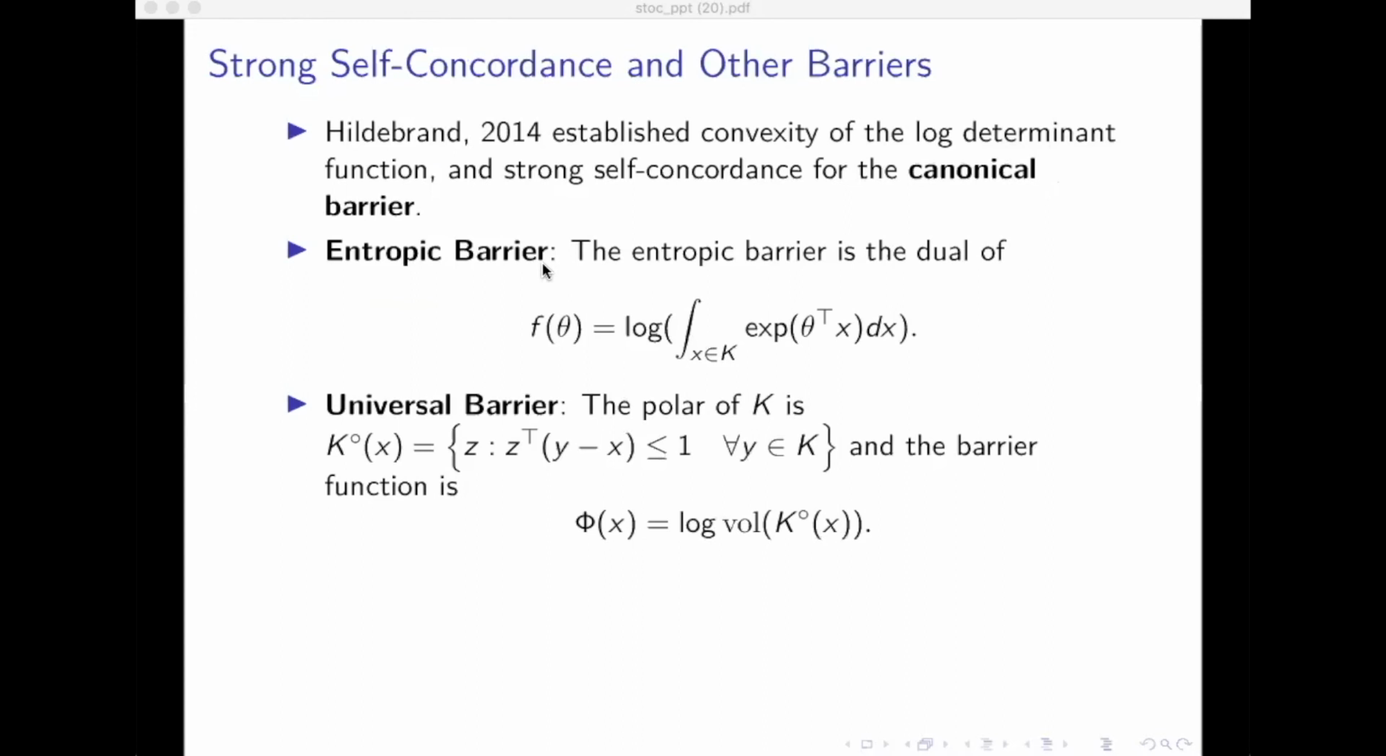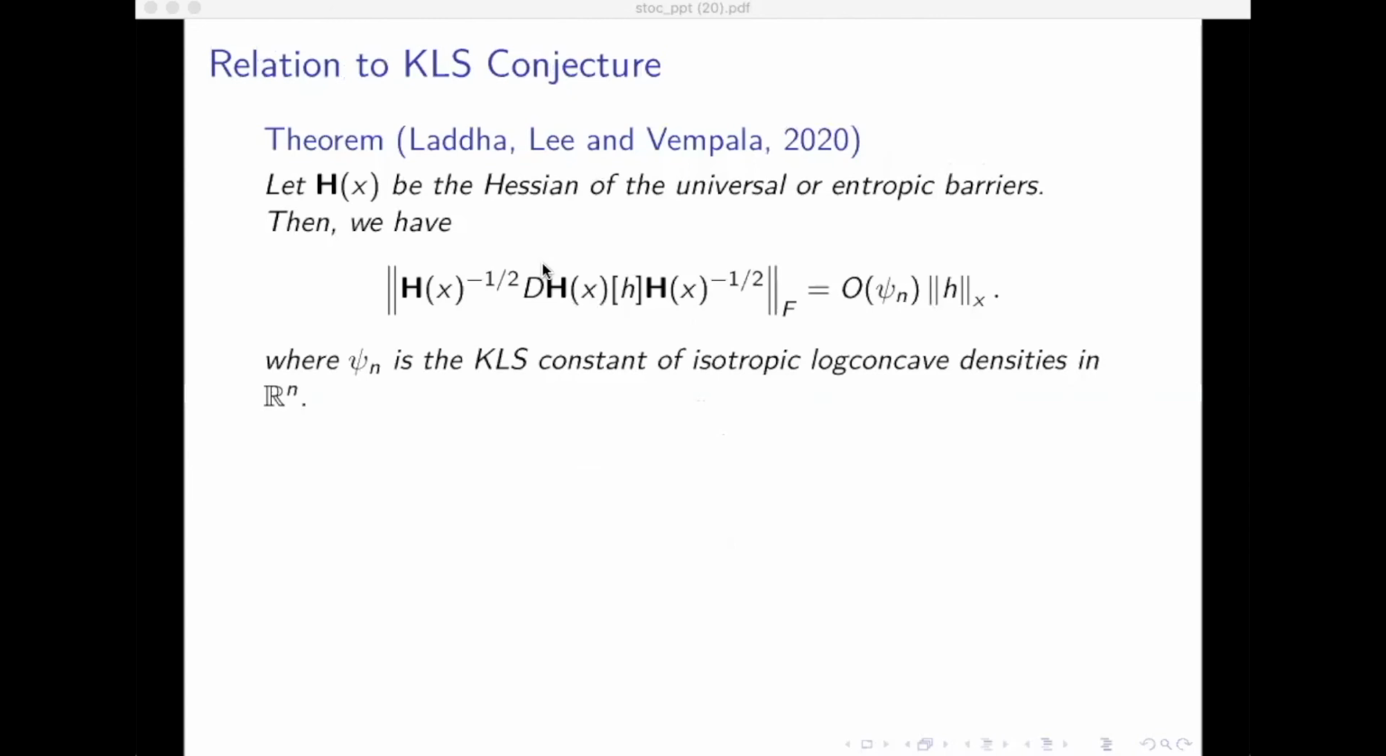The universal and entropic barriers, while these barriers are not efficient to evaluate, they are interesting because they achieve the best possible self-concordance parameter values for arbitrary convex sets and convex cones. For the entropic and universal barriers, we present an unexpected connection to the KLS conjecture. The strong self-concordance of the universal and entropic barrier is bounded by order psi n, where psi n is the KLS constant for isotropic log-concave densities in R^n.